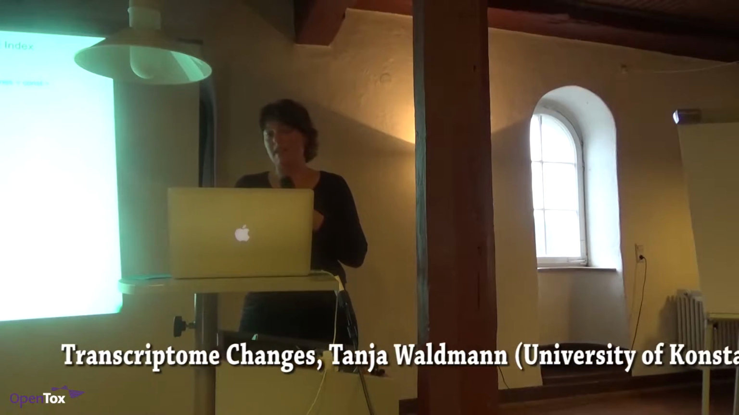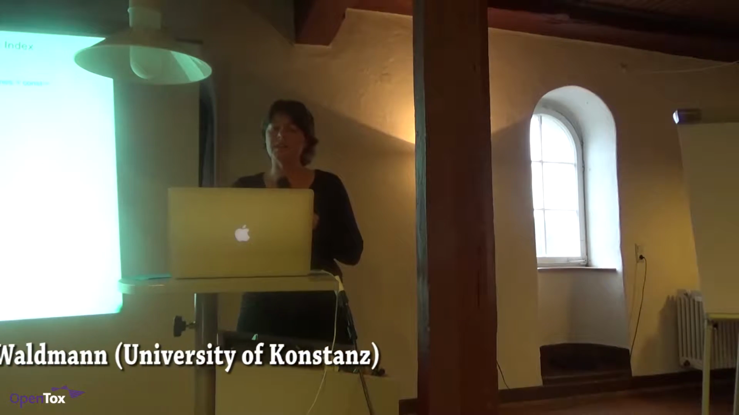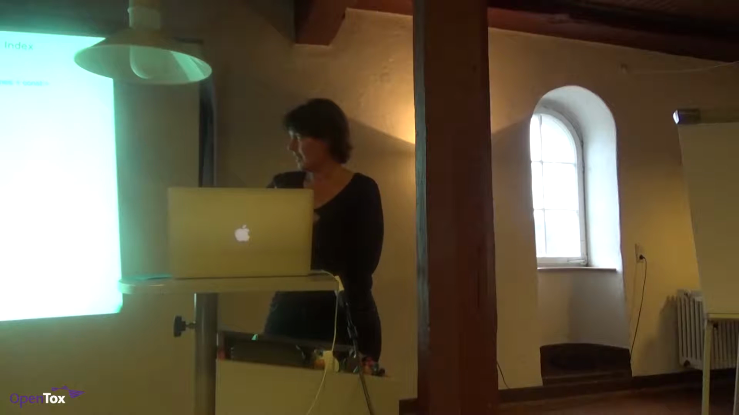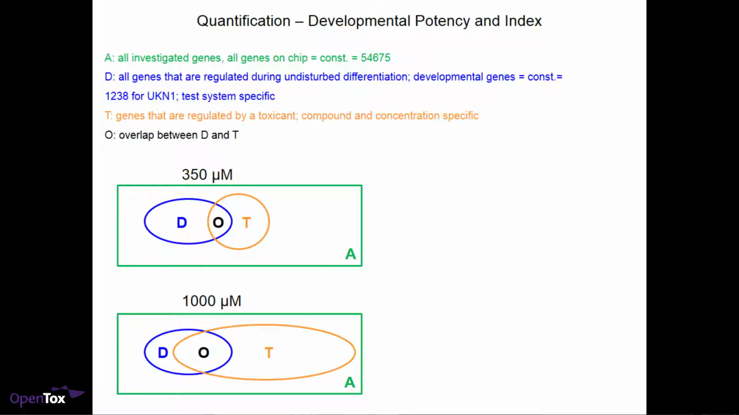A second idea is to calculate a developmental potency and a developmental index. In the first step, we identified the developmental genes, so the genes that are regulated in an undisturbed differentiation that are important. In the case of UKN1, it was 1,238 genes that seem to be important for development, and we called them D genes. And in a second experiment, we identified the toxicological genes, so the genes that are changed by a compound. We called them T genes.